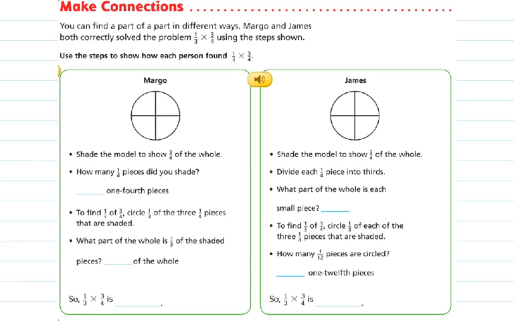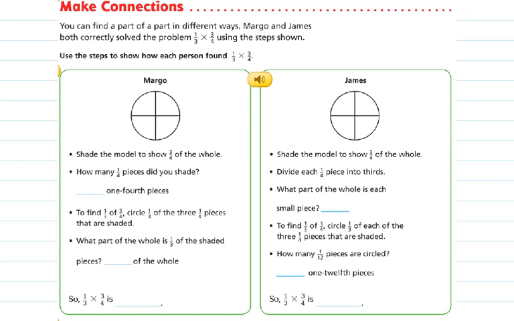Next, it says make connections. So you can find part of a part in different ways. Margot and James both correctly solved the problem 1/3 times 3/4 using the steps below. Use the steps to show how each person found 1/3 times 3/4. So what this is going to show us, boys and girls, is just a different way to solve the problem. So we're going to start with Margot.